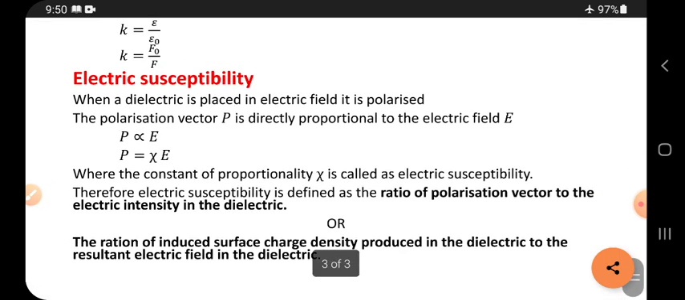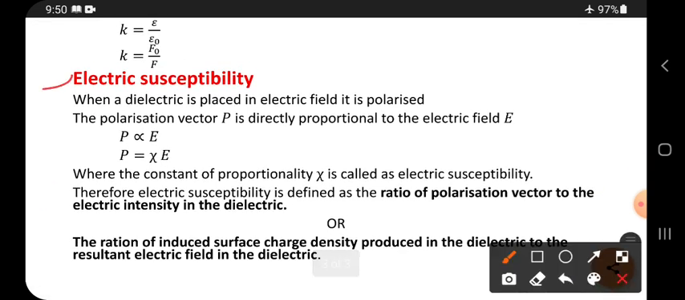Now, electric susceptibility. So what is electric susceptibility? When a dielectric is placed in an electric field, it is polarized. I already explained this in the previous class. Polarization is a vector quantity, and electric field is also a vector quantity. So the polarization vector P is directly proportional to the electric field E.